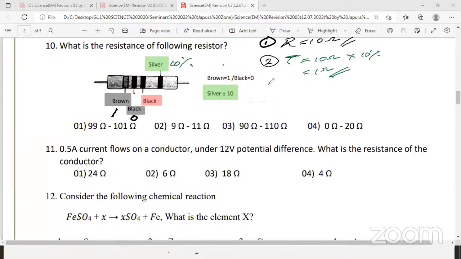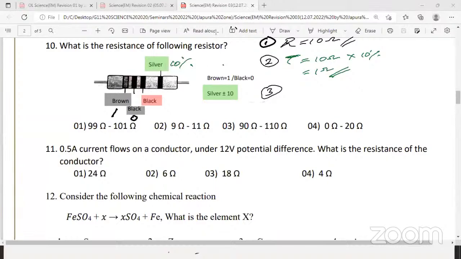Then last step we are going for our answer. So we want to find the range now. Now actual value 10 ohms, but it can increase by 1 or it can decrease by 1. It should be actually plus or minus 1. It should be 10%.